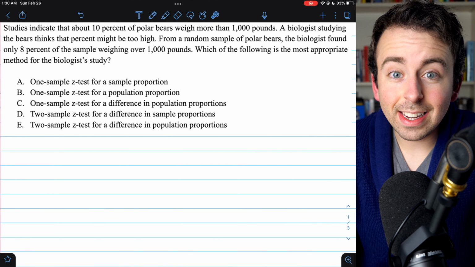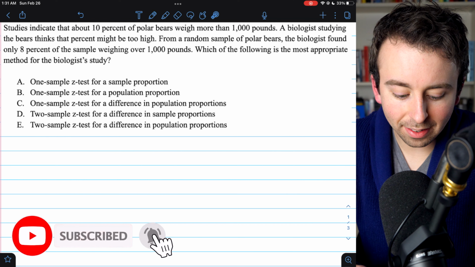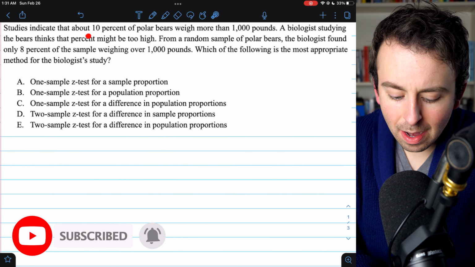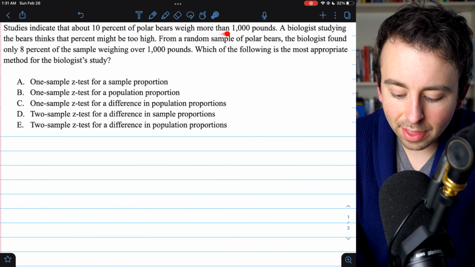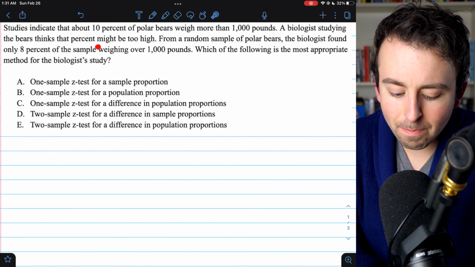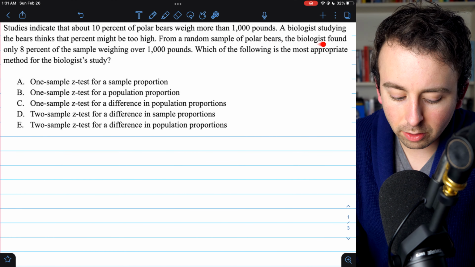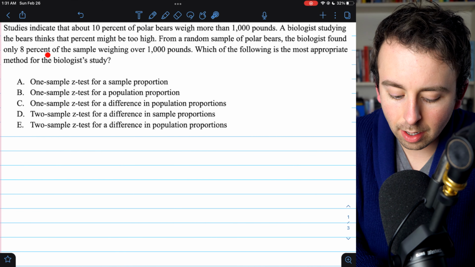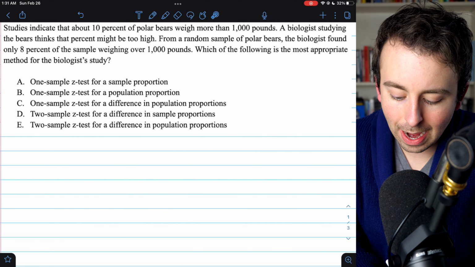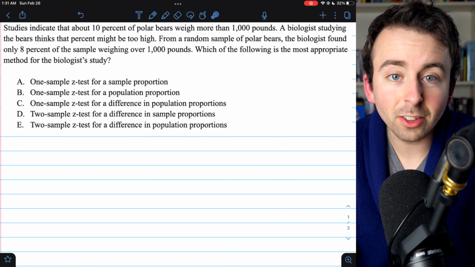Here's a quick question testing your understanding of when to use what type of hypothesis test. Studies indicate that about 10% of polar bears weigh more than 1,000 pounds. A biologist studying the bears thinks that percent might be too high. From a random sample of polar bears, the biologist found only 8% of the sample weighing over 1,000 pounds. Which of the following is the most appropriate method for the biologist's study?